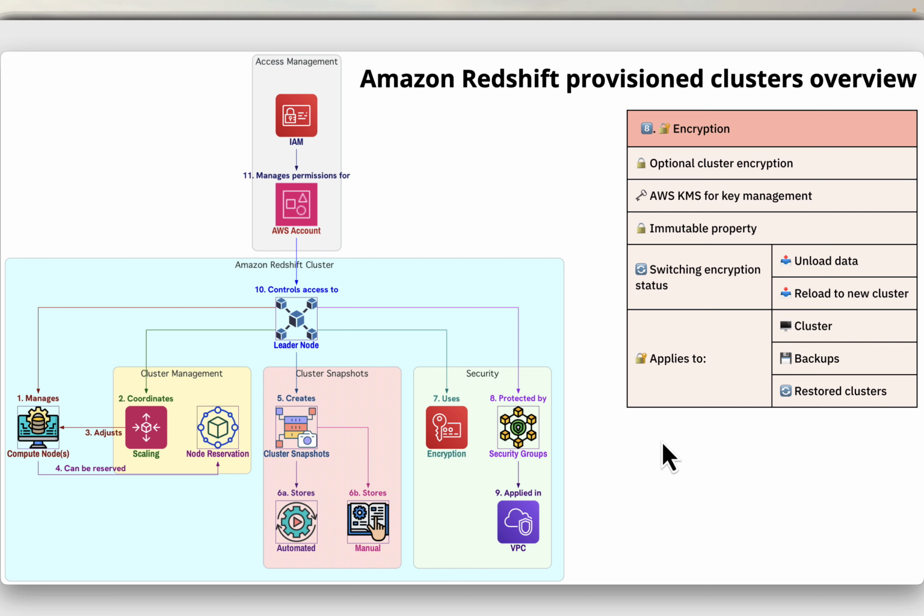Encryption is an immutable property of the cluster. The only way to switch from an encrypted cluster to a cluster that is not encrypted is to unload the data and reload it to a new cluster. Encryption applies to the cluster and any backups. When you restore a cluster from an encrypted snapshot, the new cluster is encrypted as well.